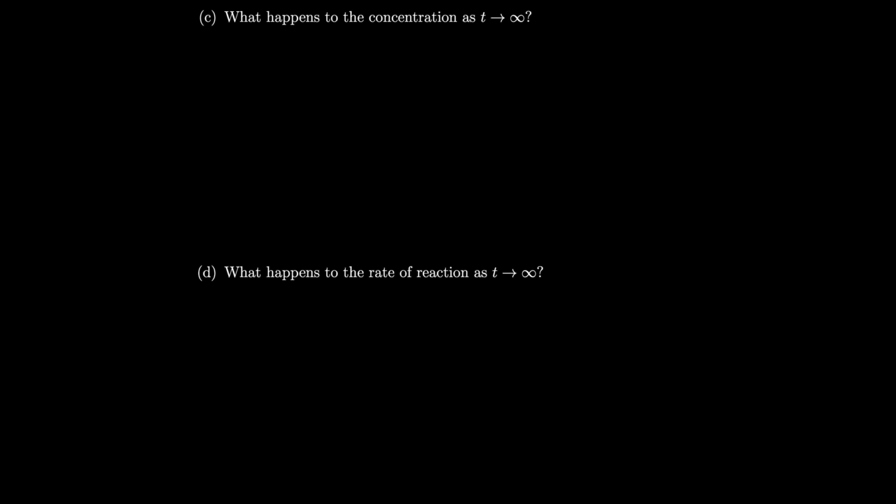Okay, let's see what happens to the concentration as the time goes to infinity. So we want to know the limit as t goes to infinity of the concentration. So that's the limit of a squared kt over (akt + 1). In order to evaluate this limit, we want to try to get rid of the t in the denominator so that we can see a limit that we can actually evaluate at infinity. So we'll divide the numerator and denominator by t.